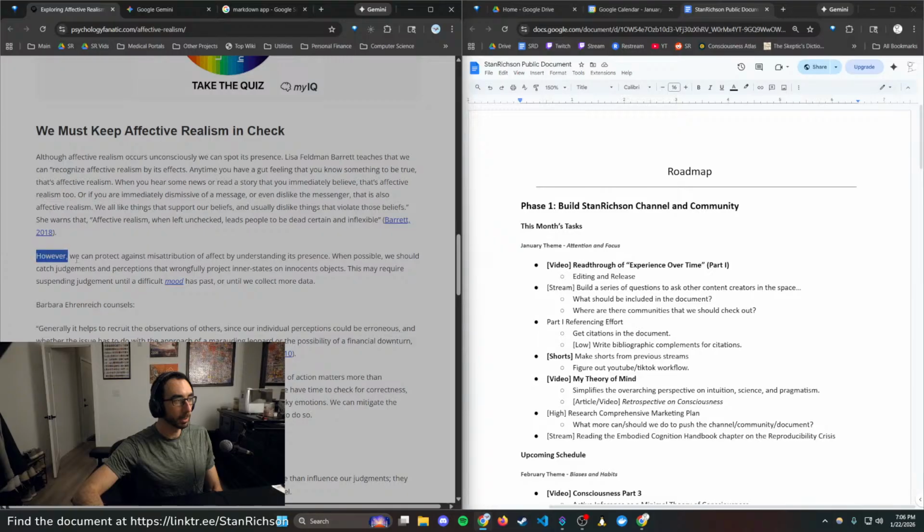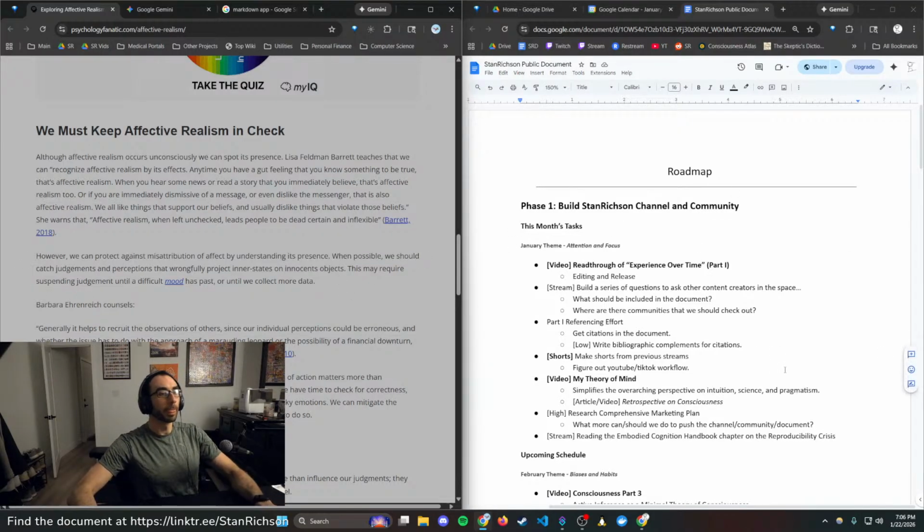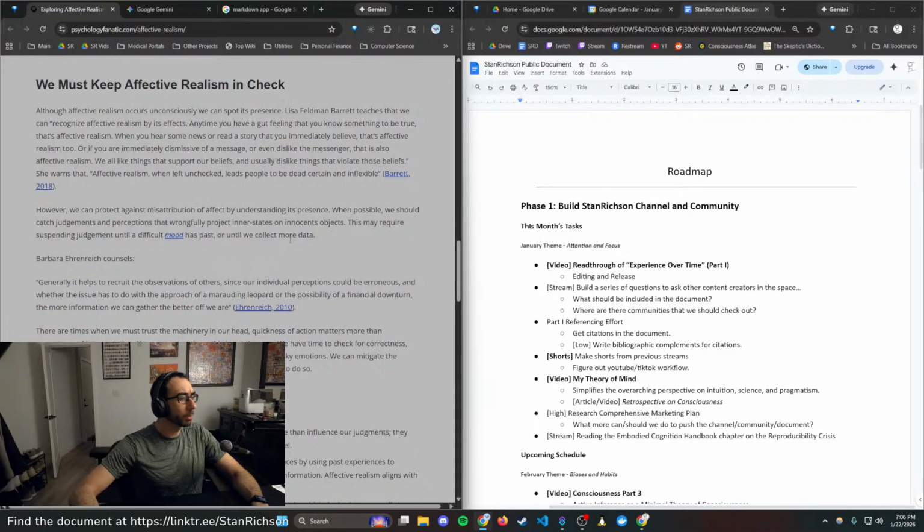So she just beat me to the punch, because this is exactly what we write in the document here. Generally, it helps to recruit the observations of others since our individual perceptions could be erroneous, and whether the issue has to do with the approach of a marauding leopard or the possibility of a financial downturn, the more information we can gather, the better off we are.